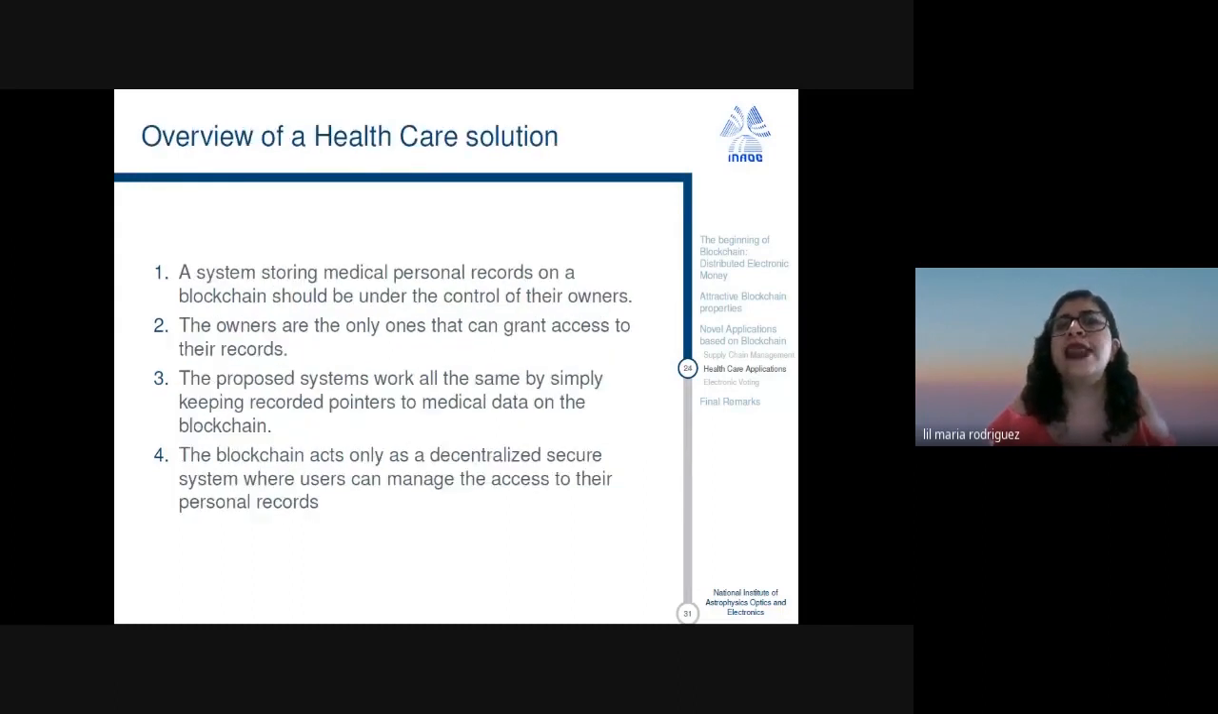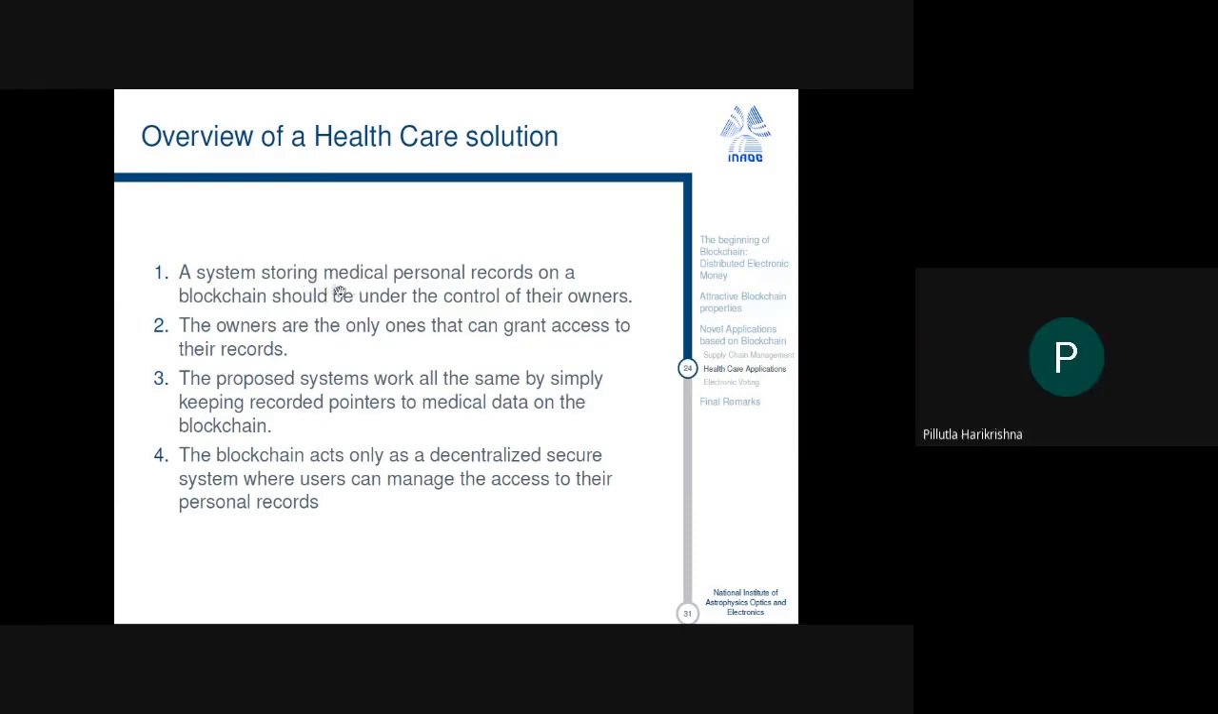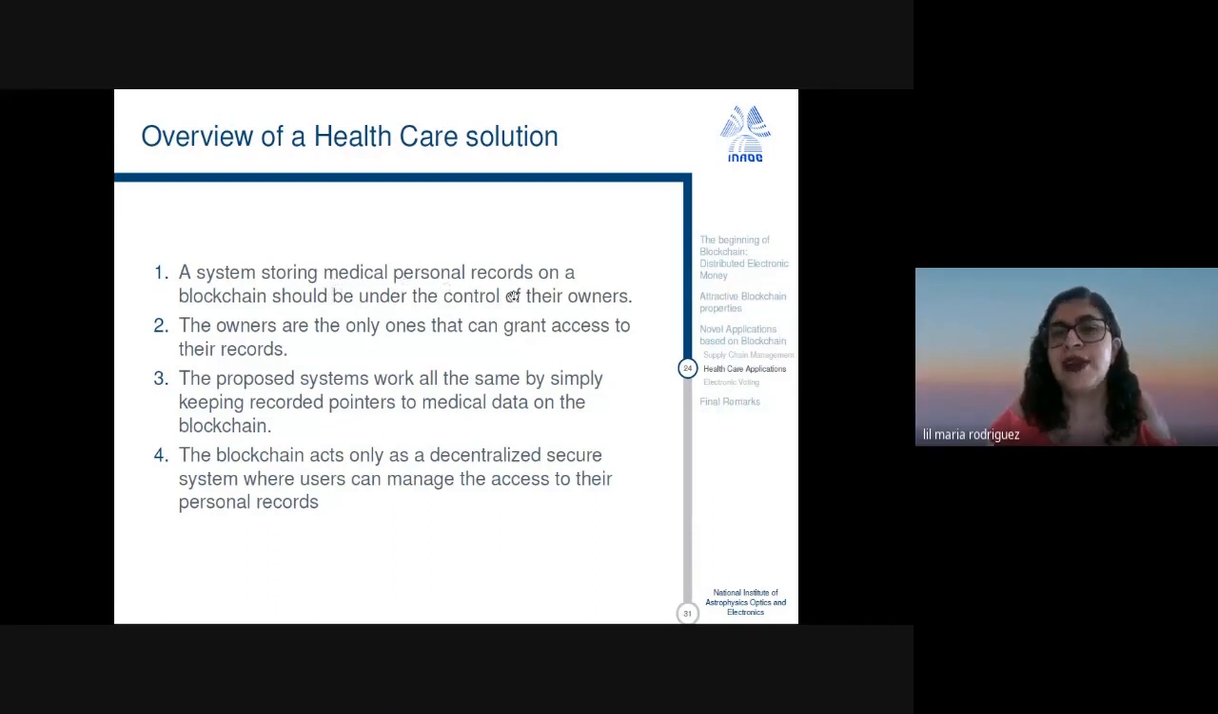So what people are thinking of as a healthcare solution based on blockchain is a system that stores personal medical records, and the control should be with their owners. The owners are the only ones that can grant access to their records. So the idea is that I should say who can see my records and who cannot.